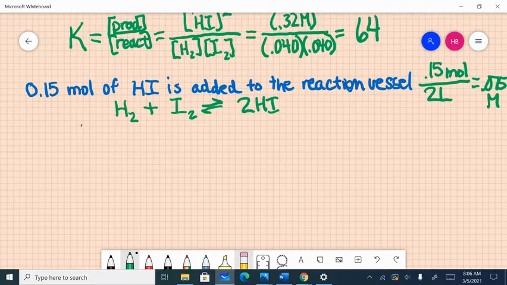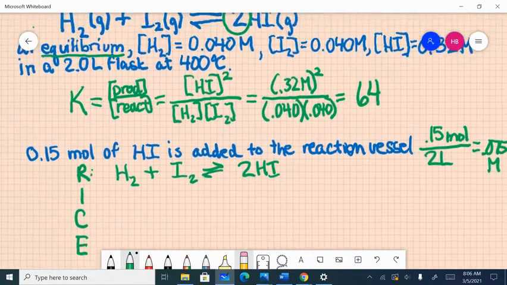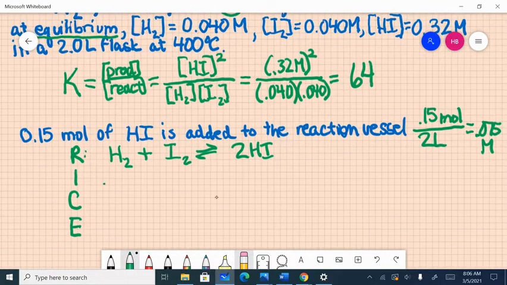So you're also going to see this called a RICE chart. All that means is the reaction is put in right there. So our starting values for H2 and I2 did not change. They're 0.040. But our starting value for HI did change. It's going to be 0.32 plus 0.075 for a starting value of 0.395.